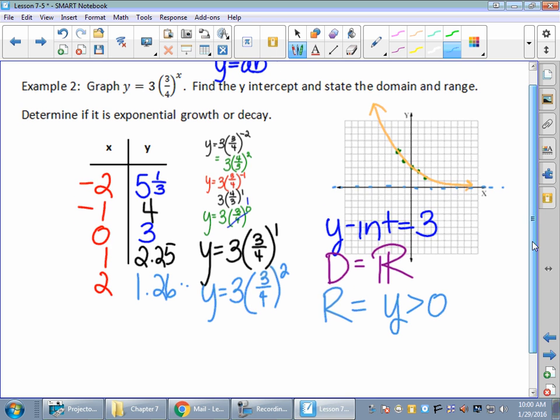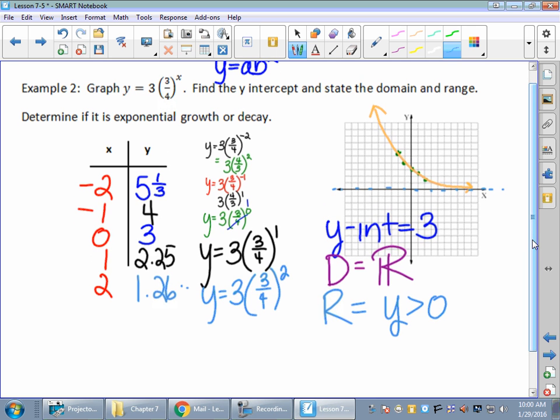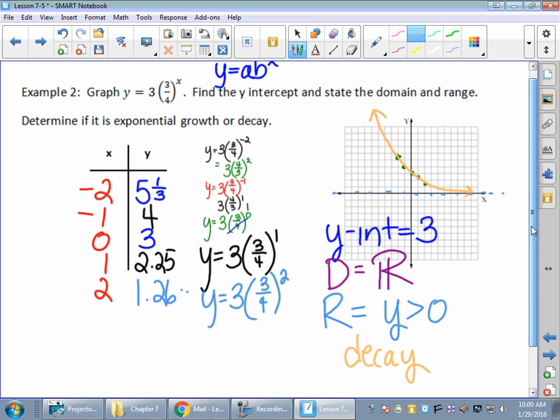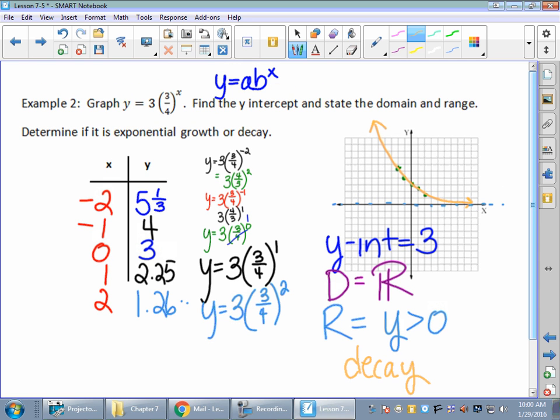And last but not least, is this exponential growth or decay? If you read it from left to right, what does it look like? To me, it looks like decay. If we want to make sure and know that we're absolutely right, you look at your b value. B in this equation is 3/4, which is between 0 and 1. So we know that that is exponential decay.